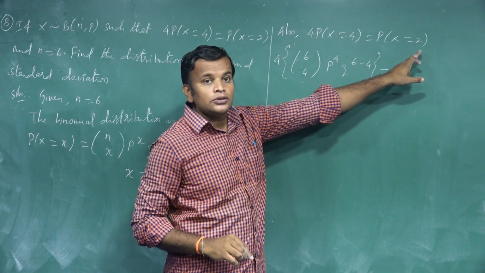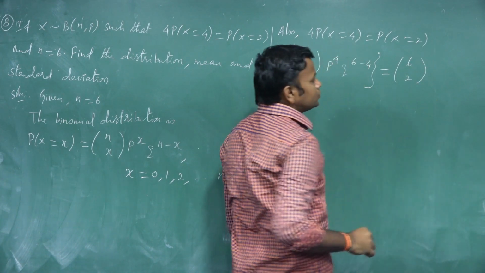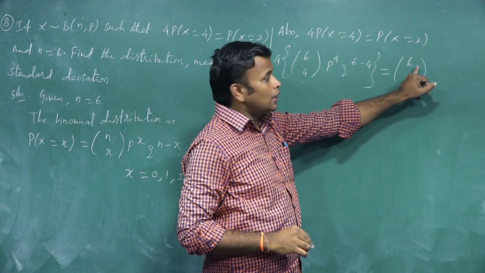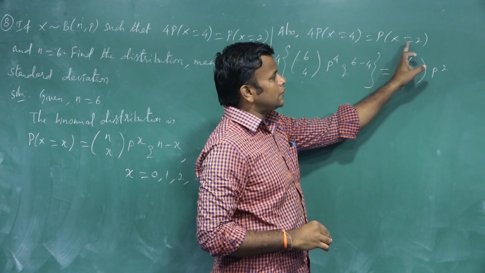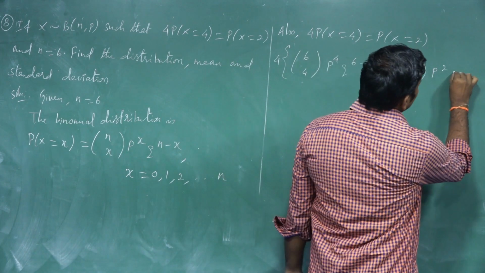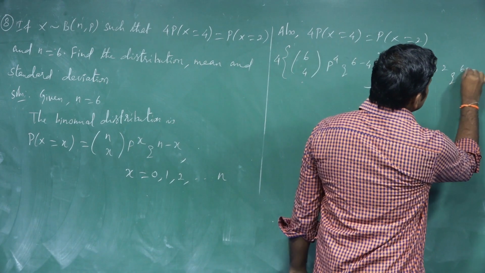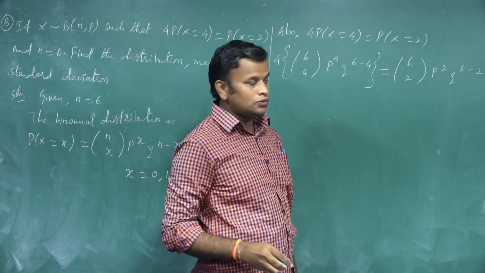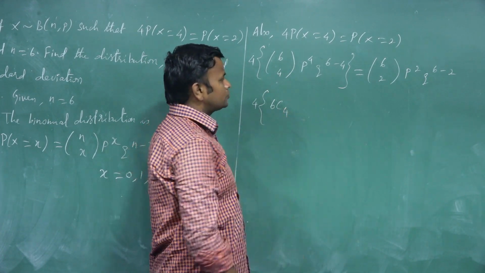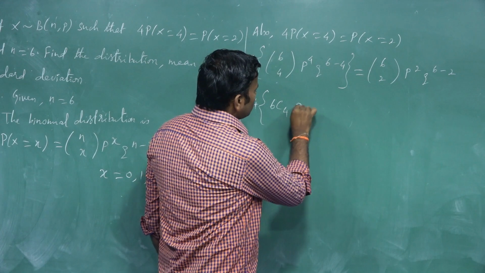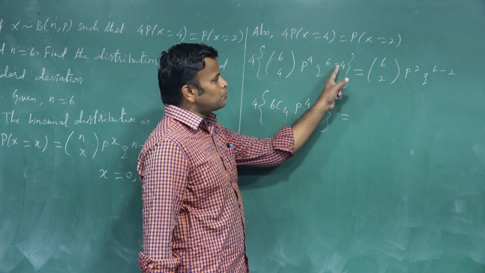Next, P of x equals 2. Same. 6C2, nCx, n value 6 and x value is 2. P power x, the value of x is exactly 2. And q power n minus x. The value of n is 6 minus the value of x, which is 2. So it is 4. We write this one as 6C4, P power 4, and q power 6 minus 4 is 2.